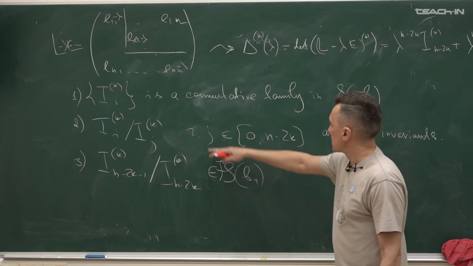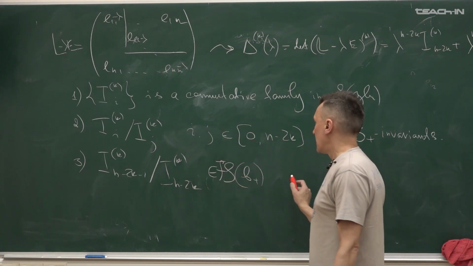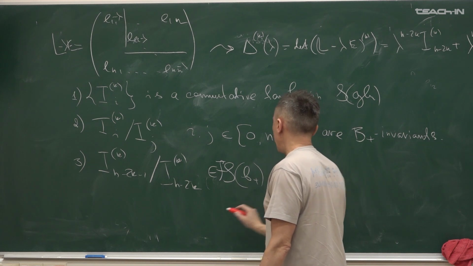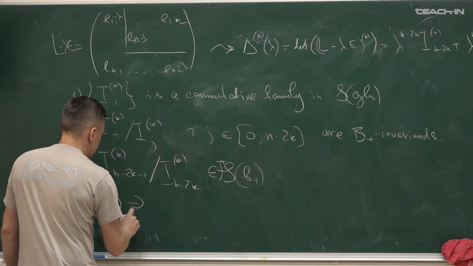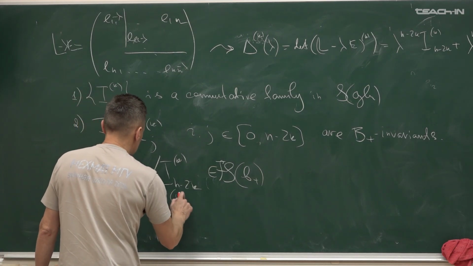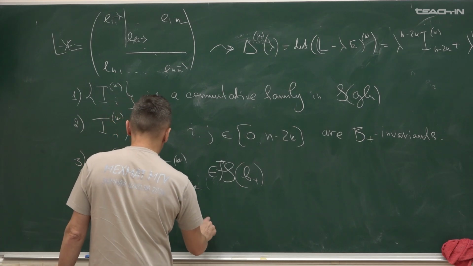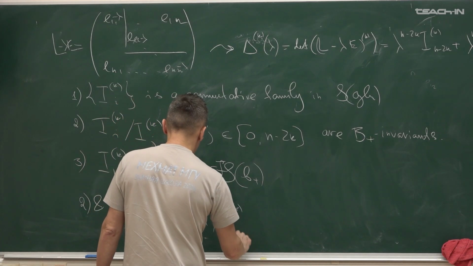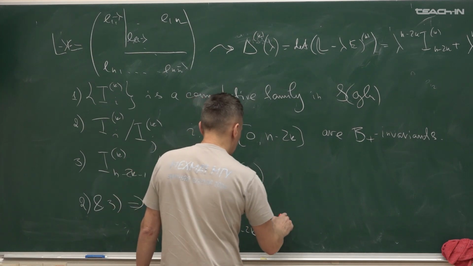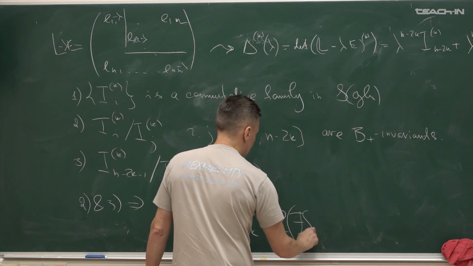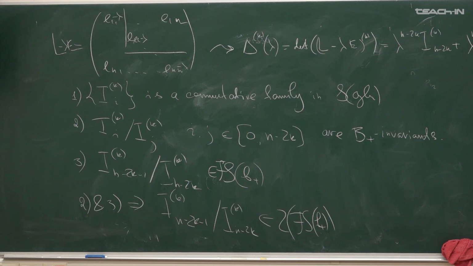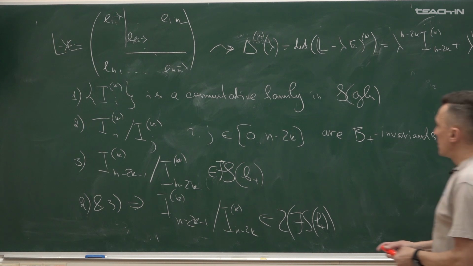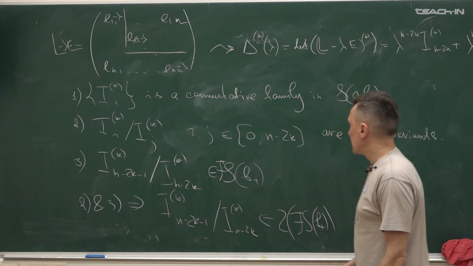And combining this with point 2, and 3, means that these functions are in the center of this Poisson algebra. So let us verify this.